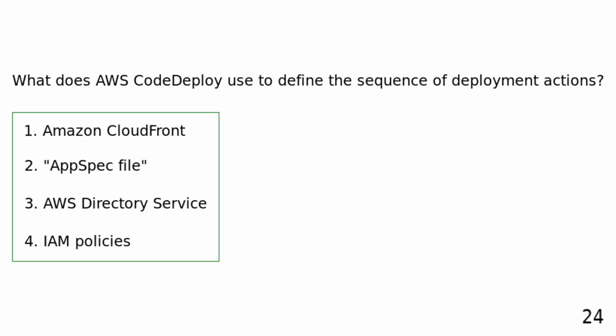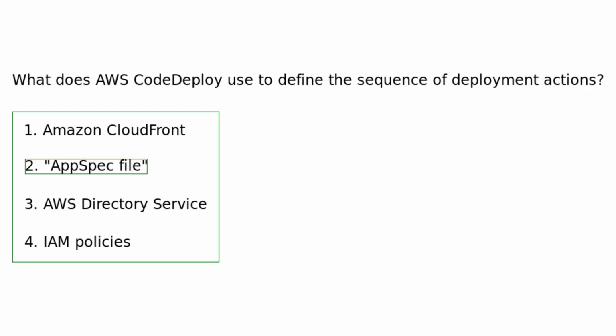What does AWS CodeDeploy use to define the sequence of deployment actions? Amazon CloudFront. AppSpec file. AWS Directory Service. IAM policies. AWS CodeDeploy uses an AppSpec file to define the sequence of deployment actions and configurations for application updates.